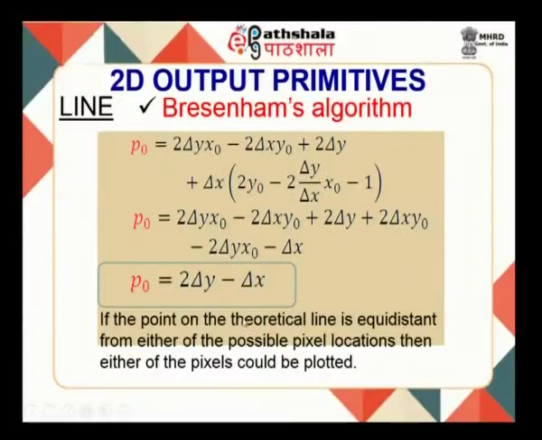And if the point on the theoretical line is equidistant from either of the possible pixel locations, then either of the pixels could be plotted. So, if pk is less than 0, you are choosing the lower pixel, if pk is greater than 0, you are choosing the upper pixel, but if pk is equal to 0, you can choose either of the pixels. As I said earlier, you can follow a convention throughout, that is, choose always the upper pixel or choose always the lower pixel, it is up to you, but follow a convention throughout.